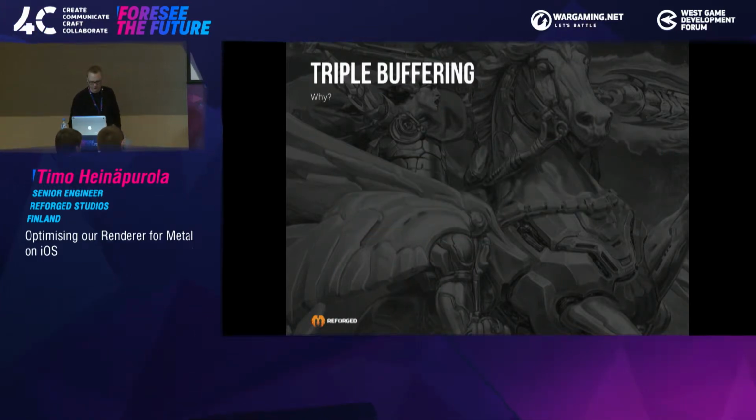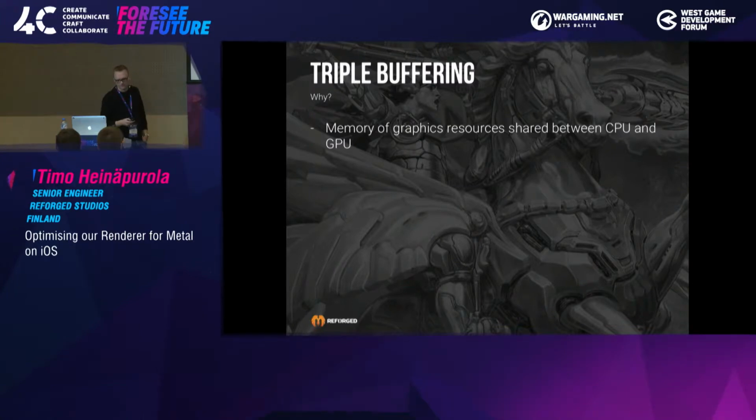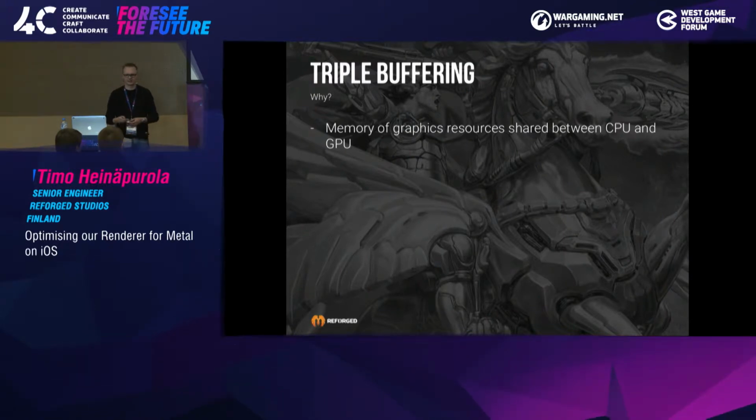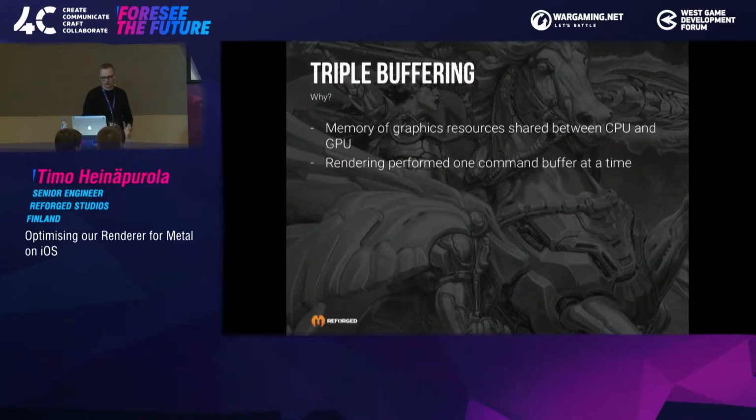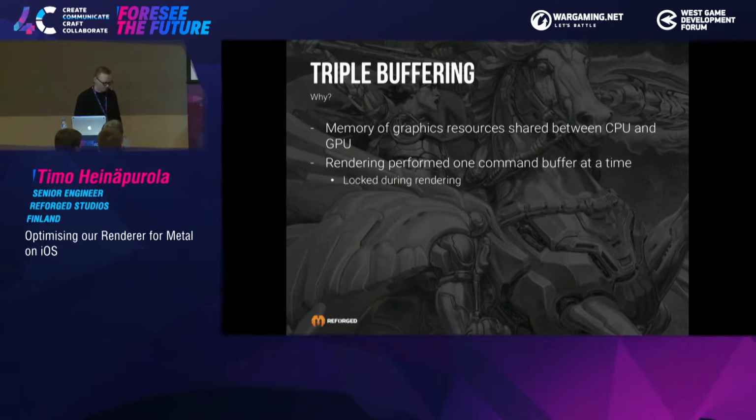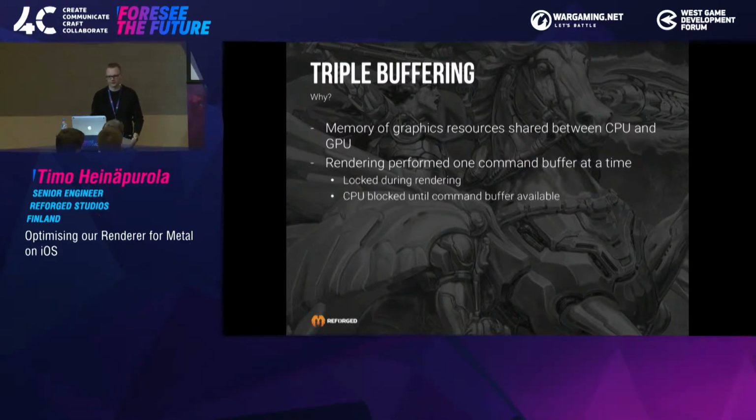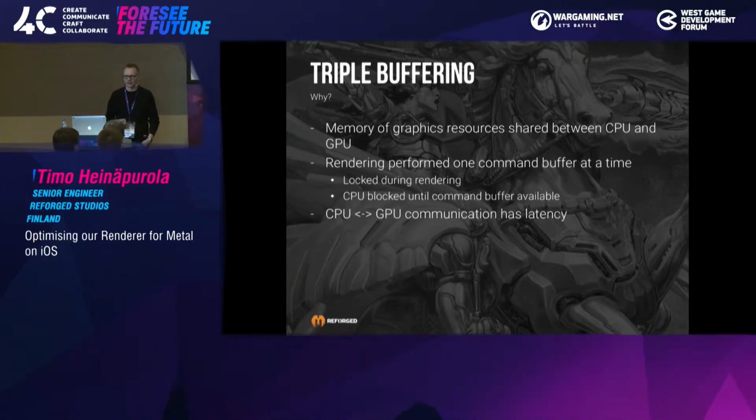So triple buffering is also a really important topic. The reason for this is that memory of graphics resources in unified memory architectures is shared between the CPU and the GPU. So you really need to be careful with synchronizing your memory accesses. Rendering is also performed one command buffer at a time. That means that the command buffer will be locked for the duration of the execution of individual draw calls on the GPU, thus blocking the CPU if it wants to reuse that command buffer. And there's a latency between the communication of the CPU and the GPU.